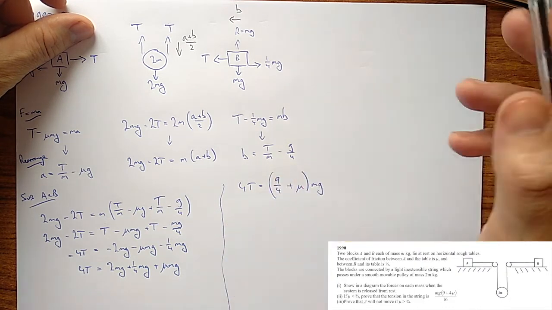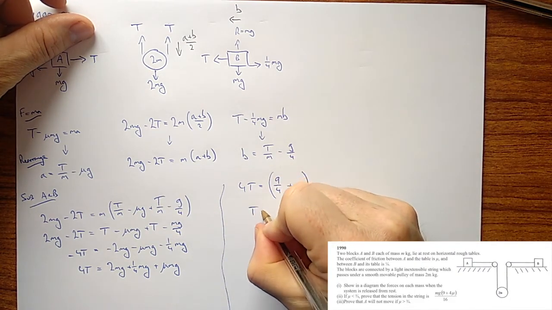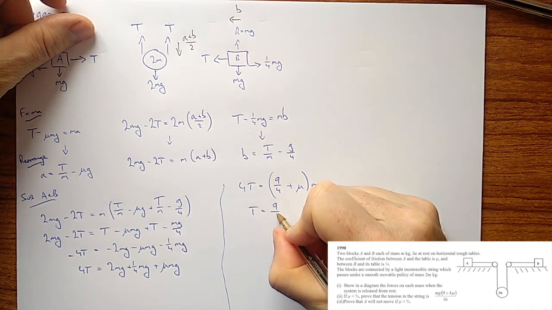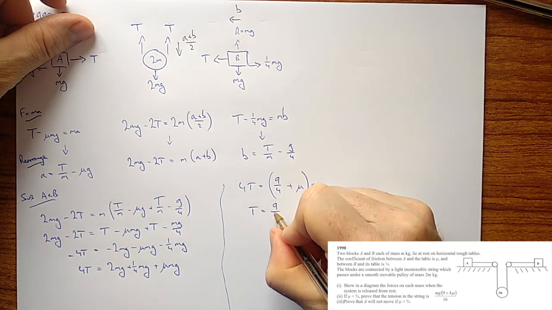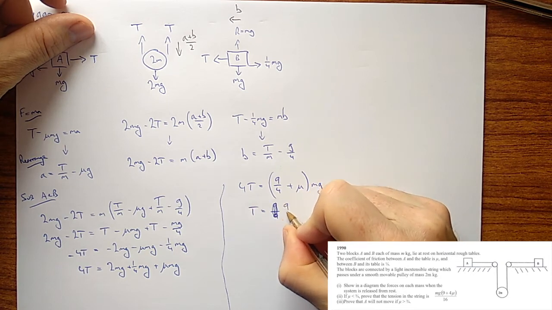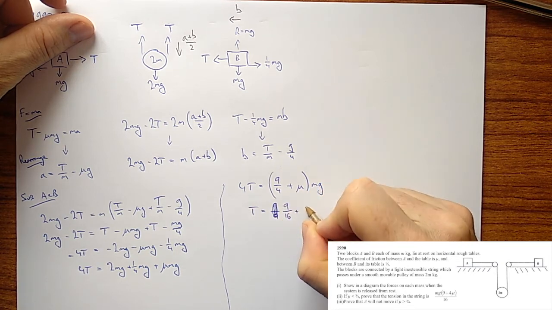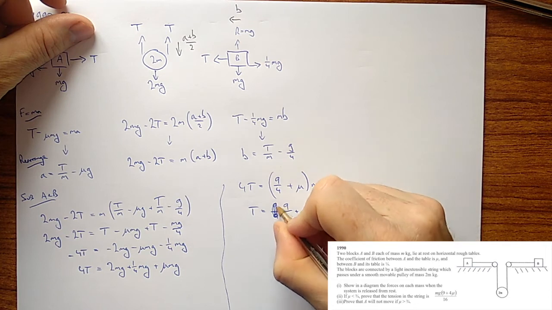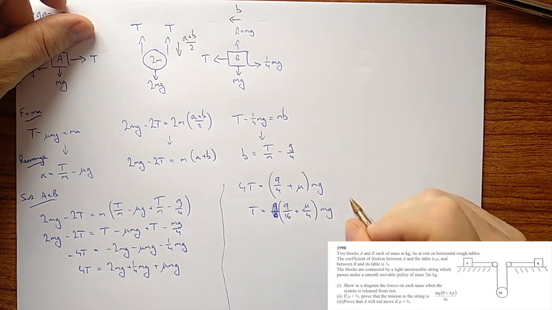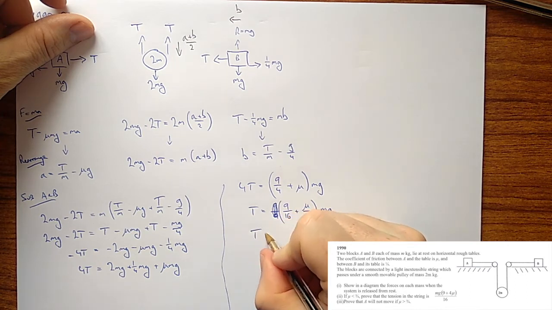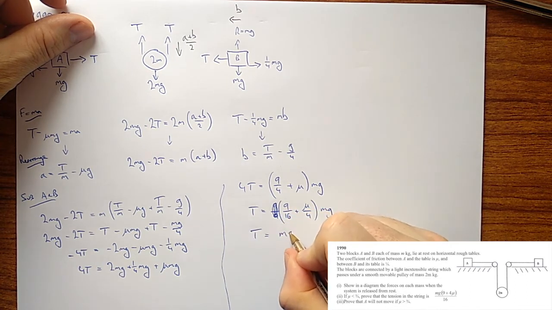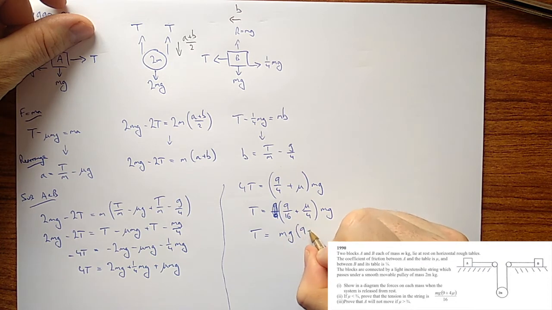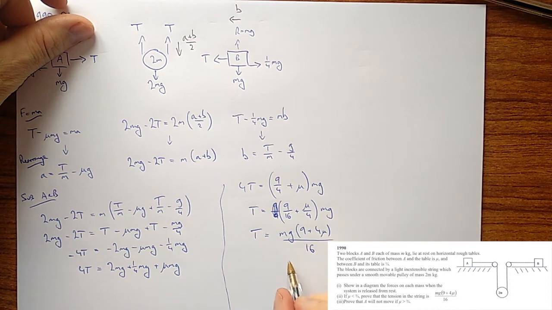Keep an eye on things as what we're supposed to be getting to. So t in this case equals 9 over 16 plus mu over 4 all by mg, and a small bit of rearrangement. We're going to have a common denominator of 16 there. So t equals mg factor of 9 plus 4 mu all over 16, just as asked. And there we have it.